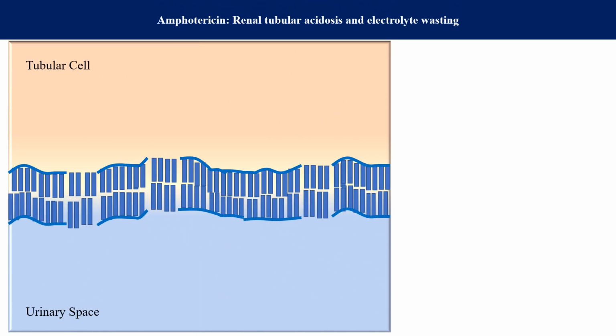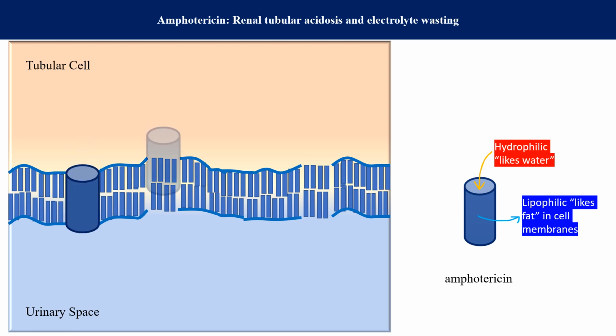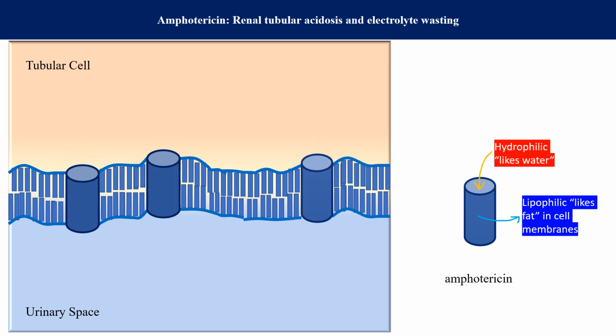The last form of distal RTA is associated with the use of the antifungal medication called amphotericin. Amphotericin is a multiplanar molecule that is lipophilic on the outside and hydrophilic on the inside. Because it is lipophilic on the outside, it can easily insert itself into the lipid bilayer membranes of cells in the collecting duct and form non-selective ionic channels for electrolytes to flow down their favorable chemical concentration gradient.